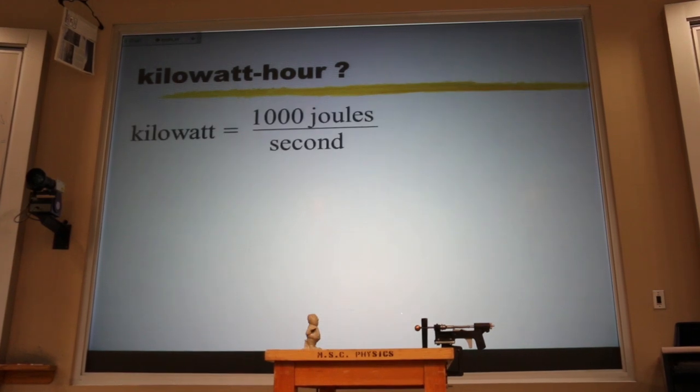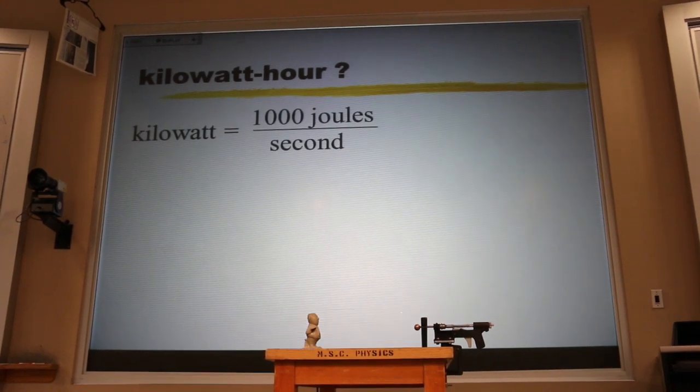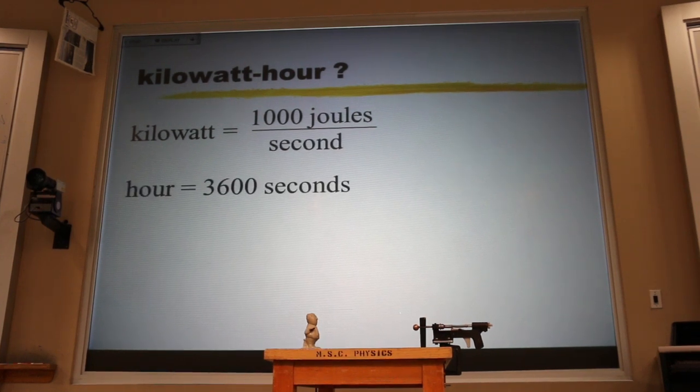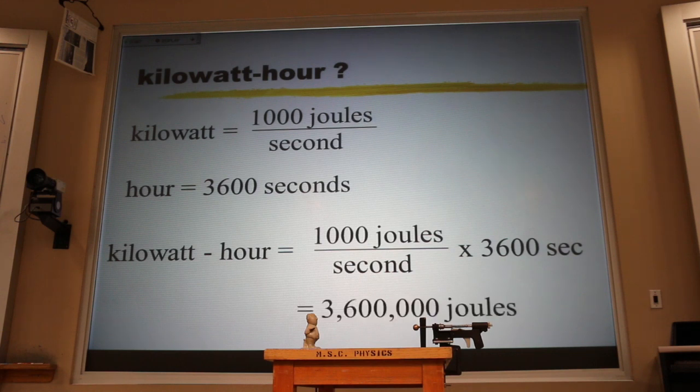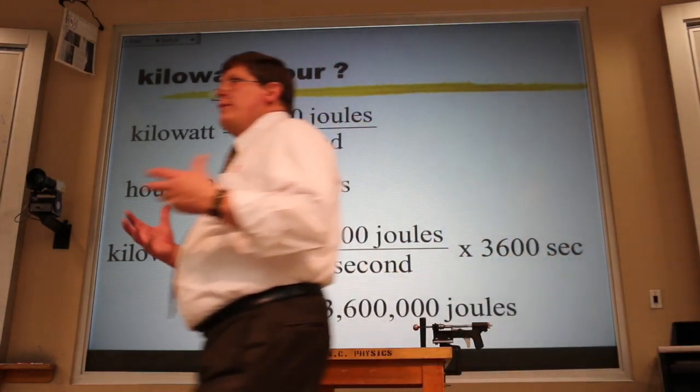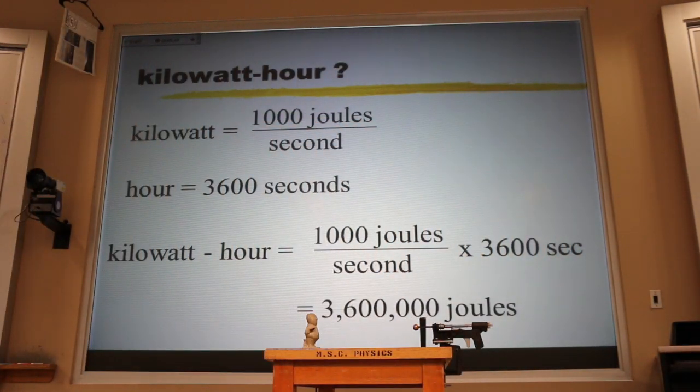Well, a kilowatt is 1,000 joules per second, 1,000 watts, and an hour is 3,600 seconds. It seems a little longer in a physics class, but that's all it is, 3,600 seconds. If I multiply those out, I get 1,000 joules per second times 3,600 seconds. The seconds cancel, and I get 3.6 million joules. When we call it the power company, it's a misnomer. We're not buying power from the power company. We're buying energy. It should be called the energy company.